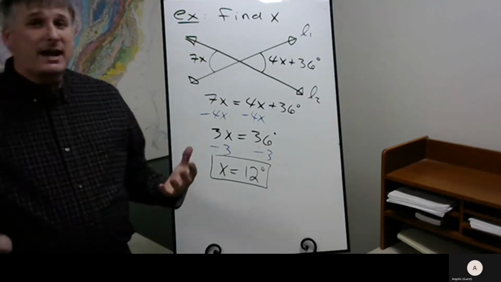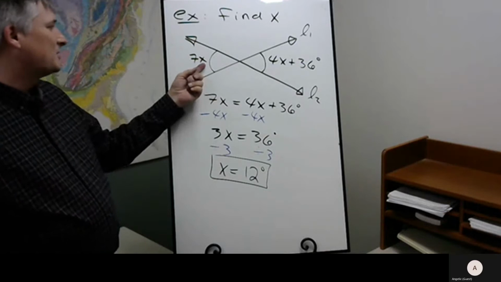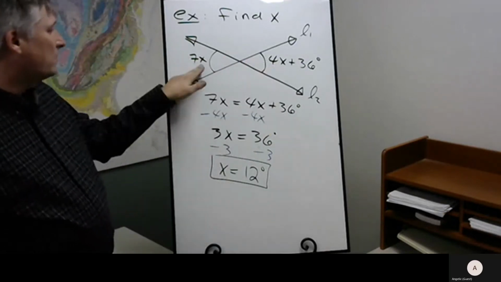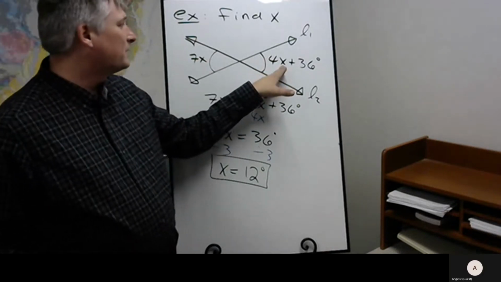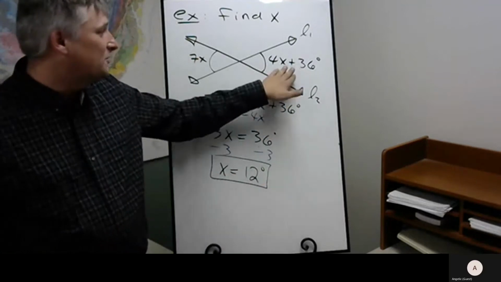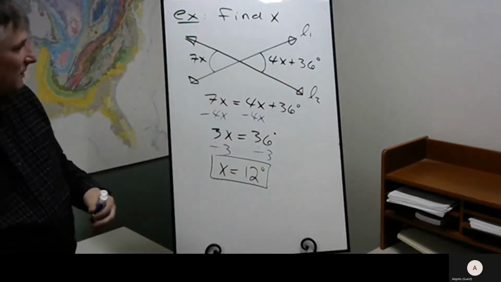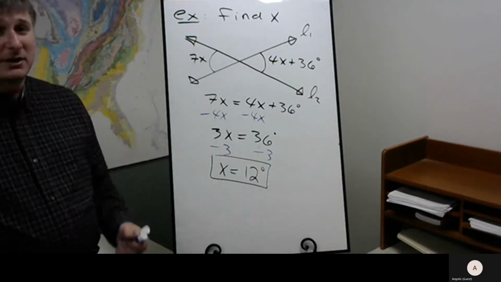And if you wanted to find the actual measures of these angles, you could put in x here. And of course, the angle measure here will be the same here. But if you put 12 in here, you'll get 84. Put 12 in here, you'll get 48. 48 plus 36 also gives you 84. Because again, these two angles need to be the same. All right, so that was the one with vertical angles. Let's take a look at transversals.